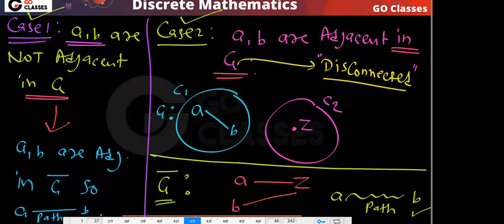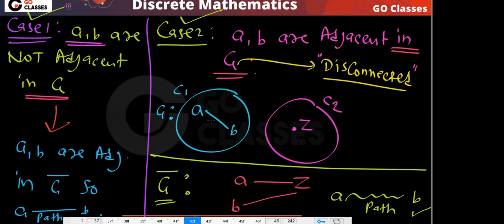If they are not adjacent in G, then in G bar they will be adjacent, because in G there is no edge between them, so in G bar there will be an edge between them. So this is case 1. What is case 2? Case 2 is that A comma B are adjacent.